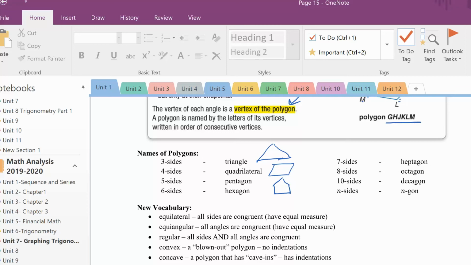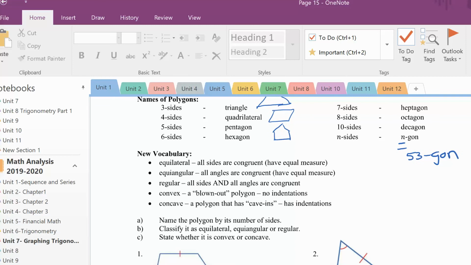Ten sides is a decagon. And then if you just have a big number of sides, like let's say you had 53, you would just call it a 53-gon. So once you get after 10, you can just label it as the number of sides, gon.